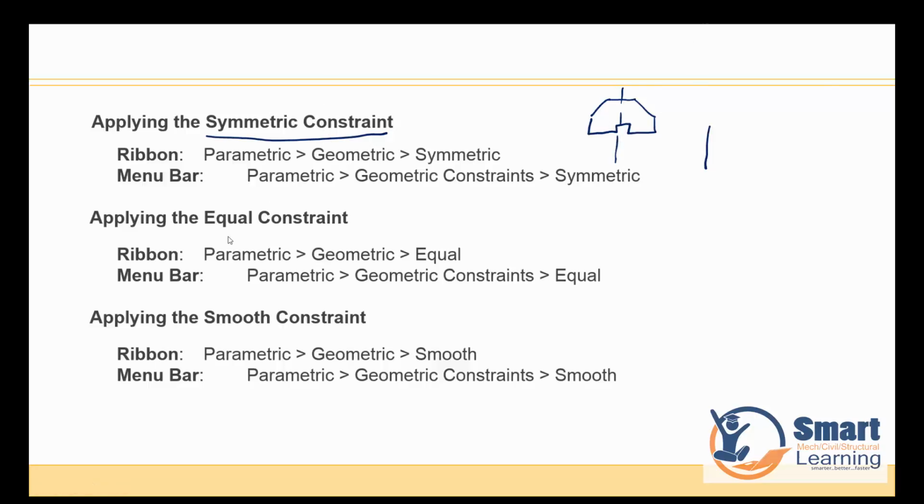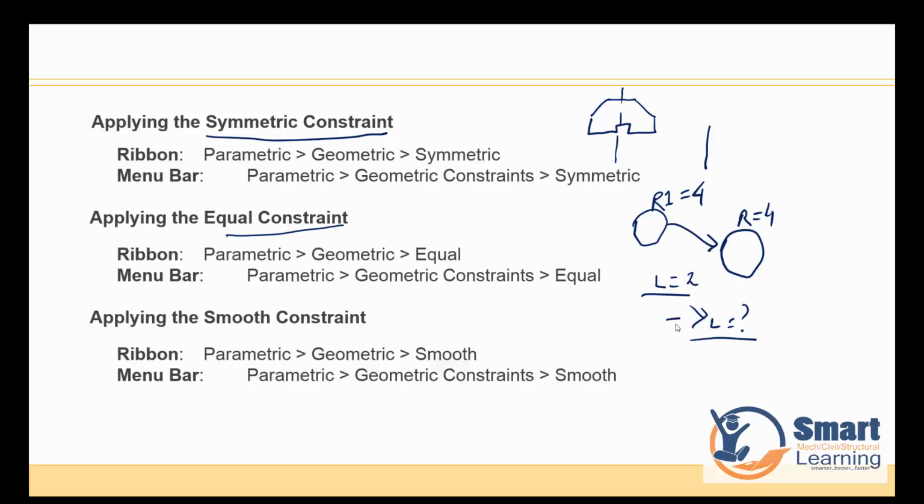And equal constant is also very useful, because if you have a particular circle whose radius is, let us say, r1, and its value is 4, and you have another circle, if you apply this particular equal constant, automatically this will also be 4. And just like that, this can be applicable to two lines as well, where this length is, let us say, 2, and the other length is something else, and when you apply this particular constant, known as equal constant, they will be equal. So let me show you what I mean.